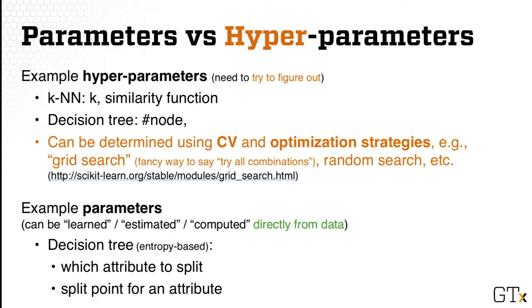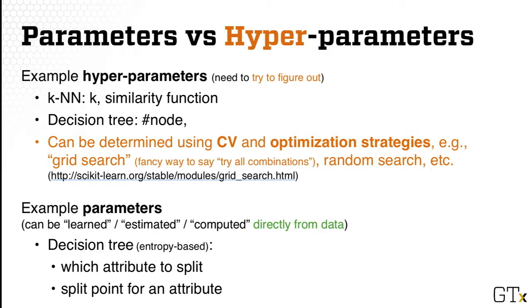And to determine these hyperparameters, you can use cross-validation. Another way to do it is to do something we call grid search. Grid search is a very fancy way to say essentially trying all combinations. So you're walking through the grid of all combinations. And of course, that's very expensive, which is why there's also a variation of it we call random search. That's also a very fancy way to say that essentially you're only trying a subset of the combinations.